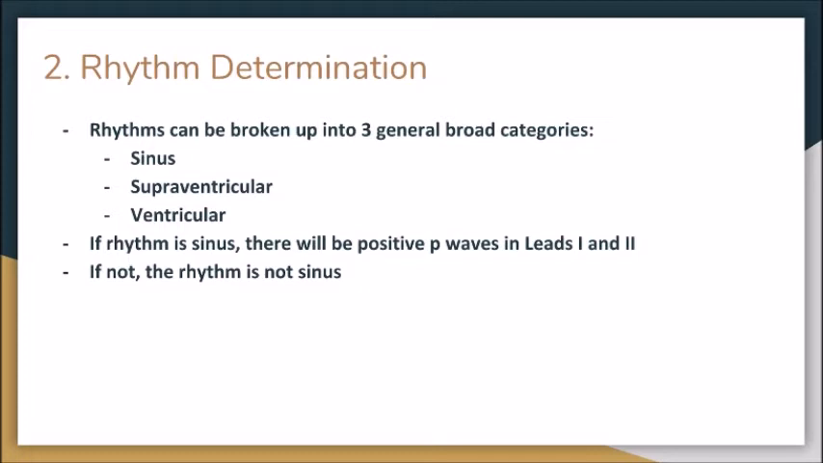Now, if the rhythm is sinus, there will be positive P waves in leads 1 and 2. And if they're not, the rhythm is not going to be sinus.